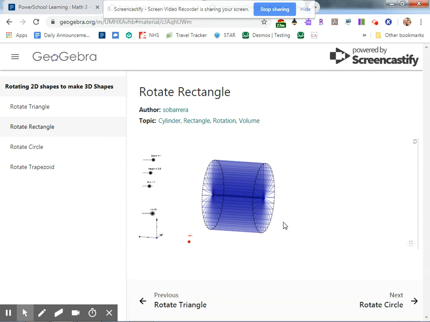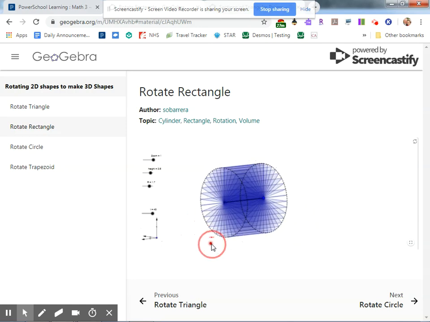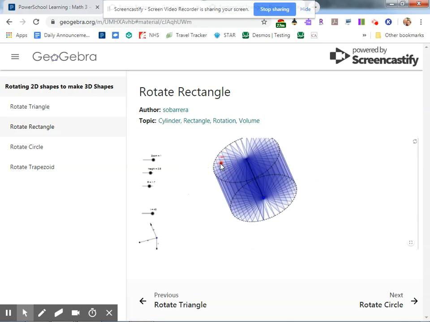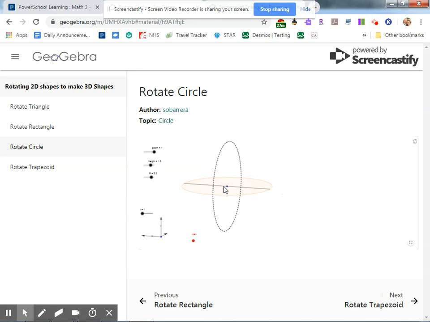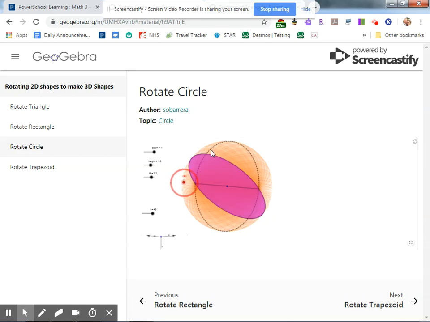So you can pretty much see at this point that it is a cylinder, but if it was a little unclear, you grab that little red button and you can drag it and it moves it around, and you can see that is indeed a cylinder. Okay, we did the circle. Now this one takes a whole circle, but look, it's rotating it around its center. So it's the same difference as rotating a semicircle, but you can see that is indeed a sphere.